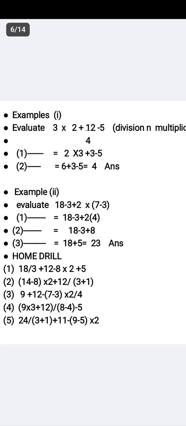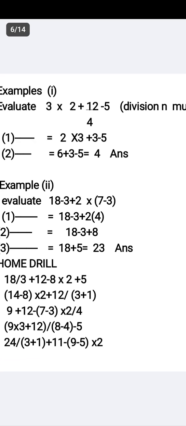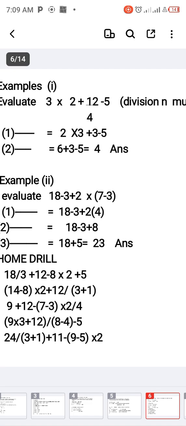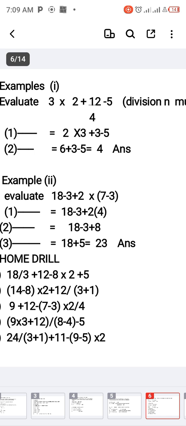There are no brackets in this question. But there is multiplication and there is division. So division and multiplication are done from left to right. The first thing we do is step 1, 2 times 3, multiplication, then we put plus. Then before we add, we must first of all do the division, which is 12 divided by 4. We have that is 3.